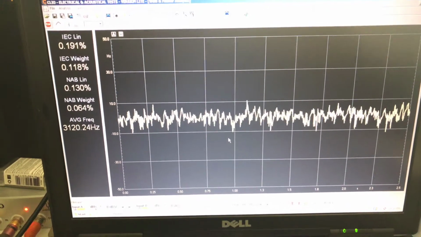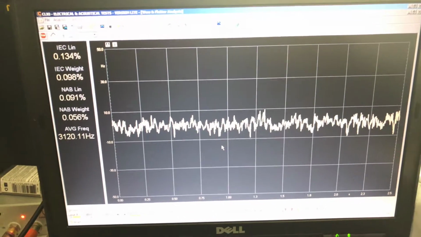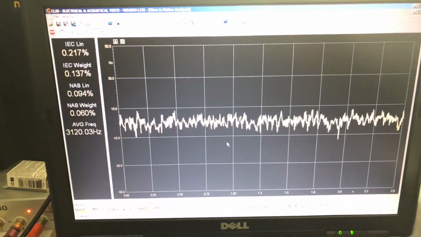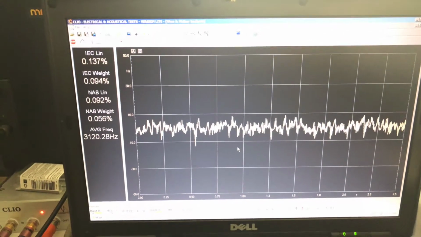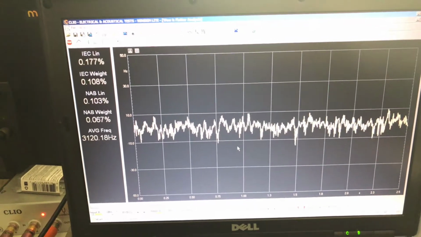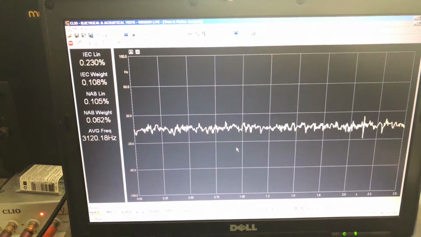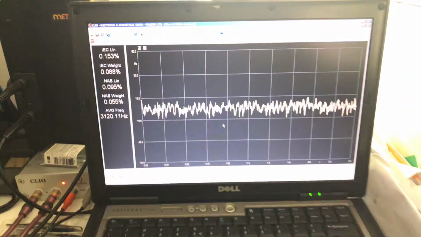In fact, I can leave it as is because it is already around the factory target of 0.02. But let's see if we are going to make any improvement of this. So stay tuned because there are others coming.